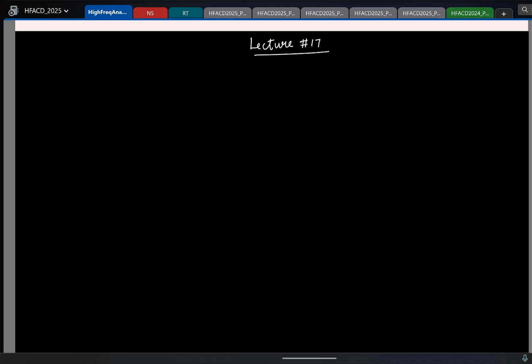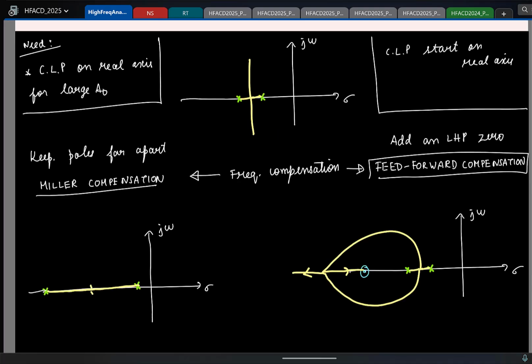Okay, let's continue. In the last class, we started to see how we can stabilize our multi-stage op-amp, with the goal of looking at a two-stage OTA. We essentially saw that there are two schools of thought. One is to introduce a left-half plane zero, so that for large values of the DC gain, the closed loop poles fall back on the real axis. The second approach was to keep the open loop poles as far apart as possible, so that once again the closed loop poles will be on the real axis for very large values of the DC gain.